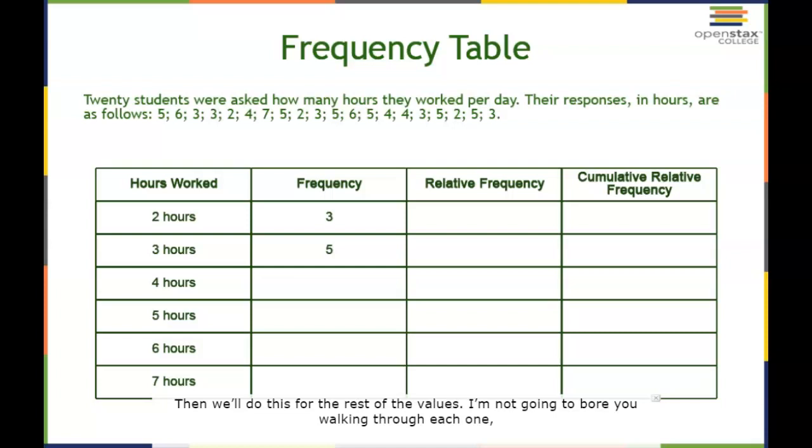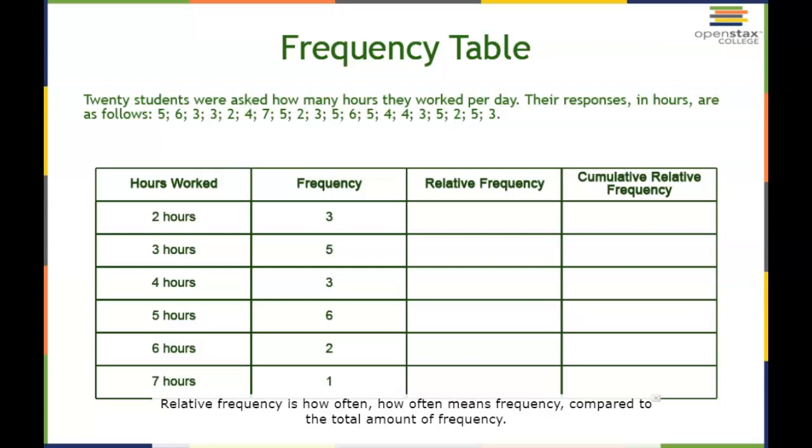And we'll do this for the rest of the values. I'm not going to bore you walking through each one, but you're just going back up to the raw data, seeing how many 4s there are. Going back to the data, how many 5s are there? How many 6s are there? And how many 7s? Once you've figured out all the frequencies, you fill in the table.